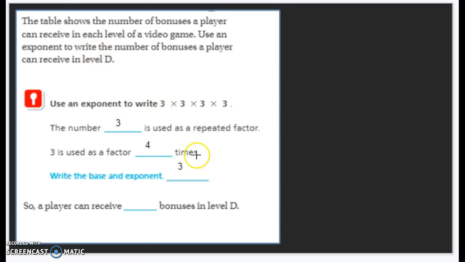Let me draw a text box up here because finding a math app to do exponents is kind of tough. So 3, we'll move that over a little bit, to the power of 4. So if you take 3 times 3 times 3 times 3, that would be 81 bonuses in level D. So that's how you work with exponents, going from expanded form to standard form. Again, this is your base, and the little 4 is your exponent.